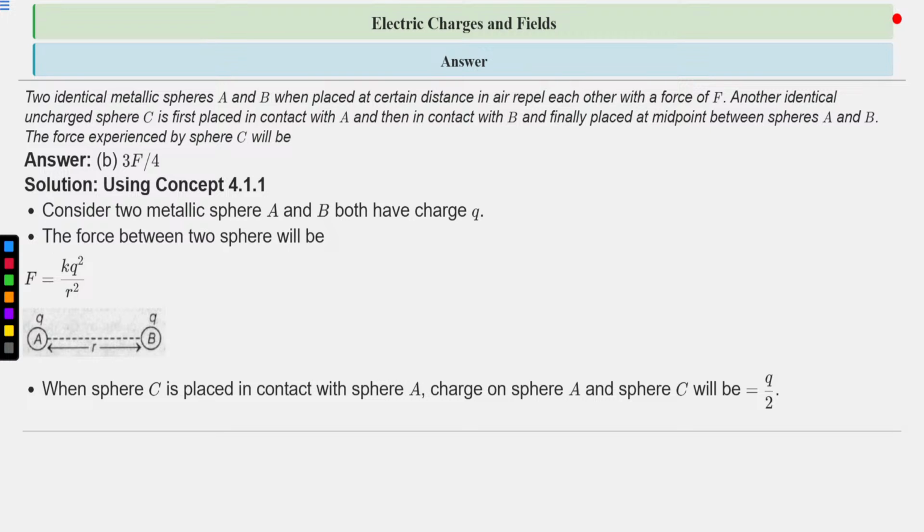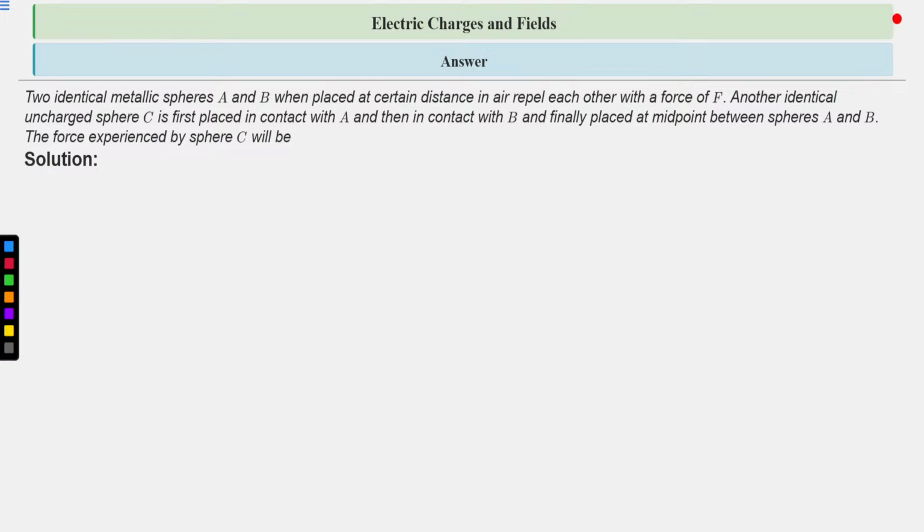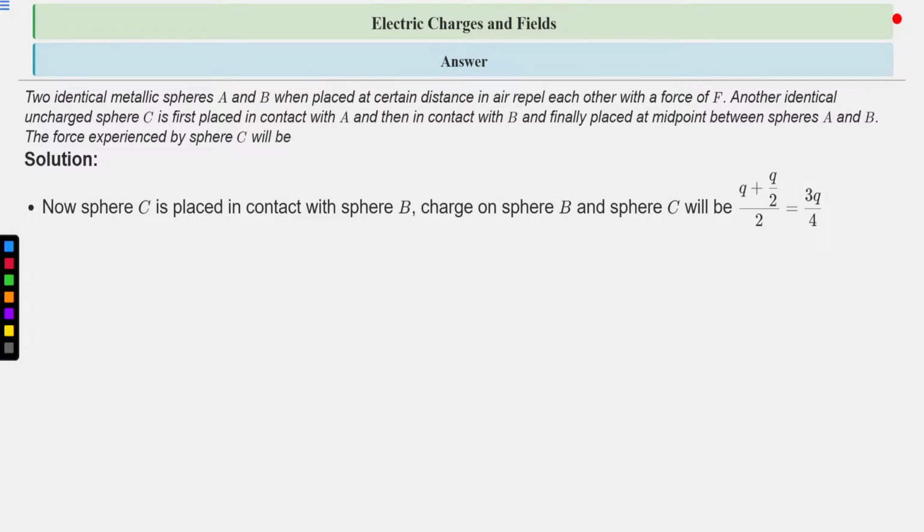So when sphere C is placed in contact with sphere A, the charge on sphere A and sphere C will be Q by 2. Charge on sphere A is initially Q and charge on sphere C was 0. After contact, the charge on both the spheres becomes Q by 2. Now, sphere C has Q by 2 charge and A also has Q by 2 charge. Now, sphere C is placed in contact with sphere B. Now, sphere B has charge Q and C has charge Q by 2.